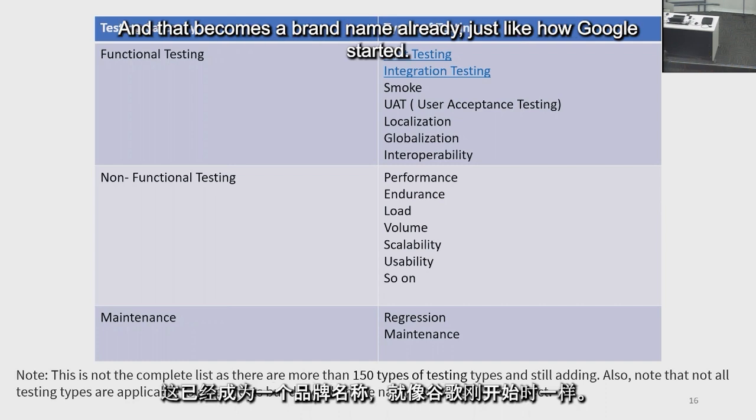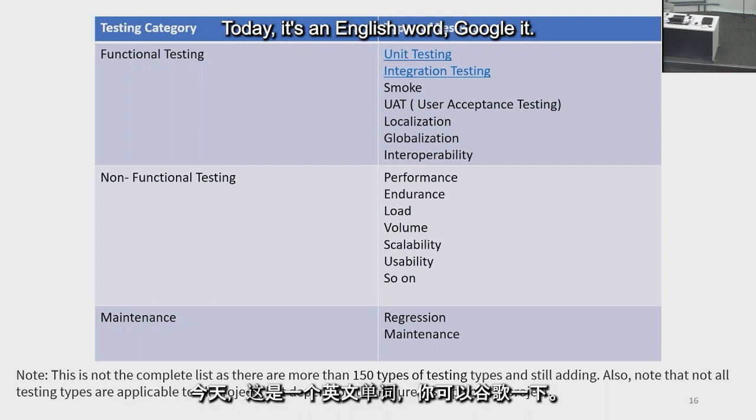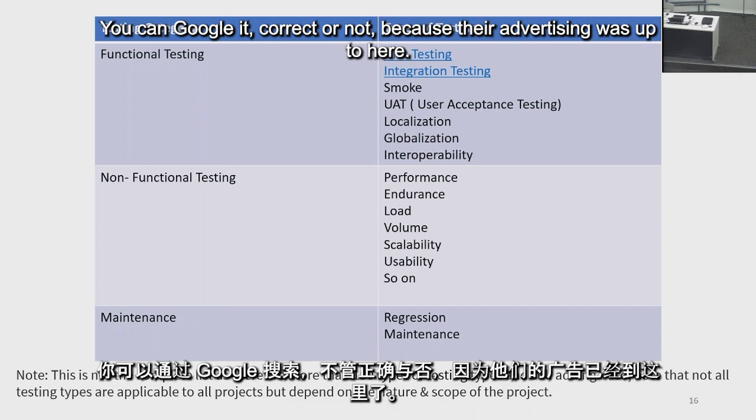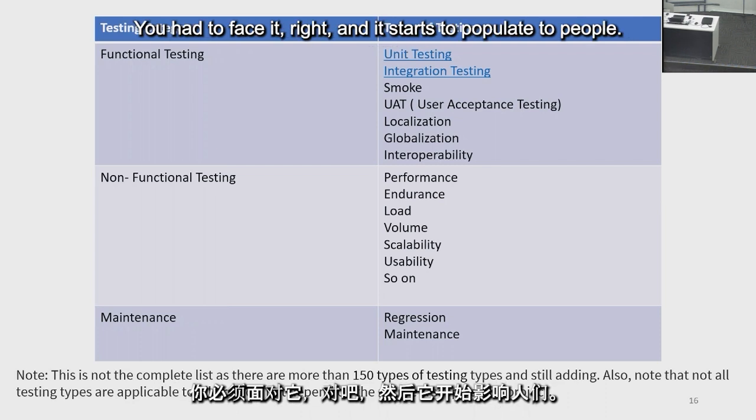Just like how Google started. Nobody knew what the hell Google was. Today it's an English word: Google it. You can Google it. Correct or not? Because their advertising was up to here. People wanted to know. You couldn't brush it off like a fly or a mosquito. You had to face it. And it starts to populate to people.